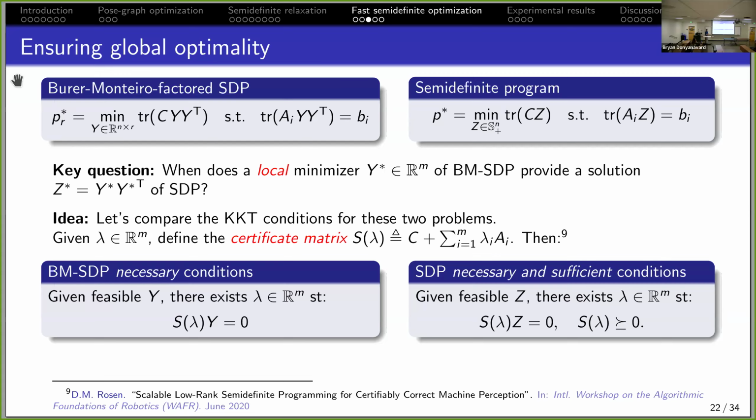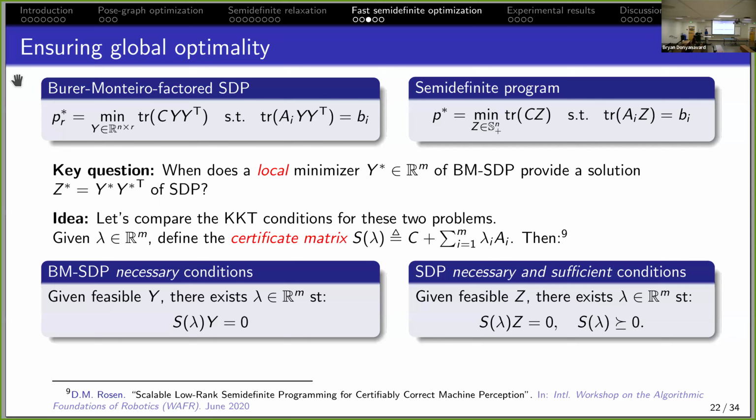Okay, so with that definition in hand, if I look at the KKT conditions for my two problems, the necessary conditions for this non-convex problem are that the product of the certificate matrix and Y has to be 0. For the corresponding semidefinite program, the conditions are both necessary and sufficient because it's a convex problem, and they look like this: the certificate matrix times Z has to be 0, and the certificate matrix has to be PSD. Well, if Z is Y transpose Y, and I already know that S times Y is 0, then certainly this also holds if I take as my estimate Z equal to Y transpose Y. So this is guaranteed to hold.